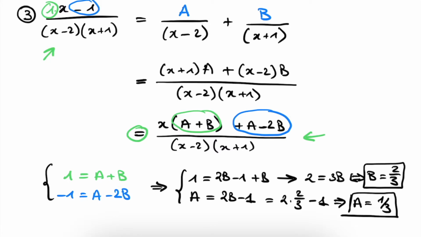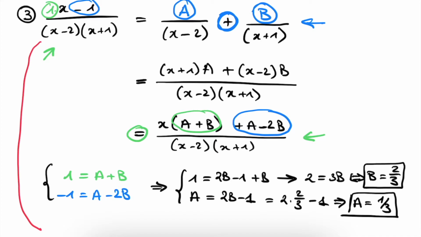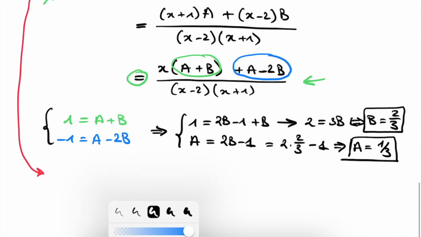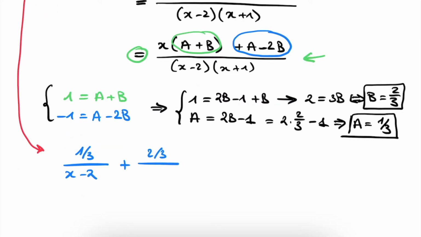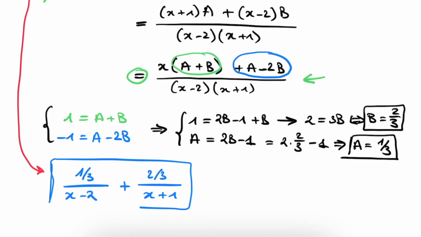And we have found our a and b such that we can write our initial fraction, which was a single fraction with a product in the denominator, as a sum of two fractions. And we've now found a to be 1/3 and b to be 2/3. So we can rewrite our initial fraction as the following: 1/3 divided by x minus 2 plus 2/3 divided by x plus 1. And this is now the fraction that we originally had.